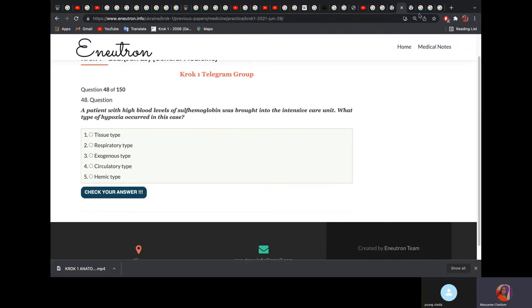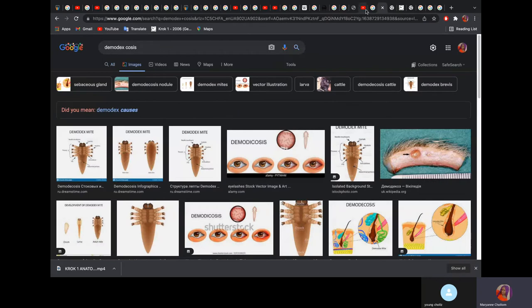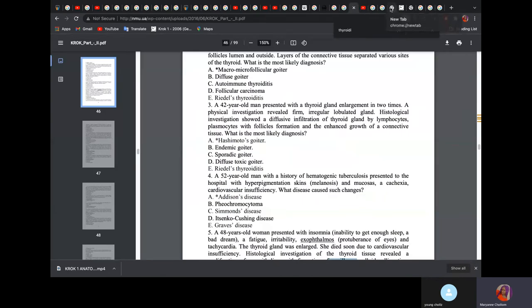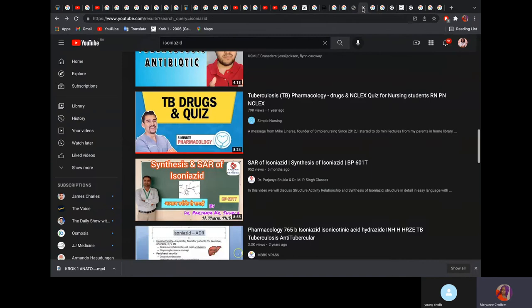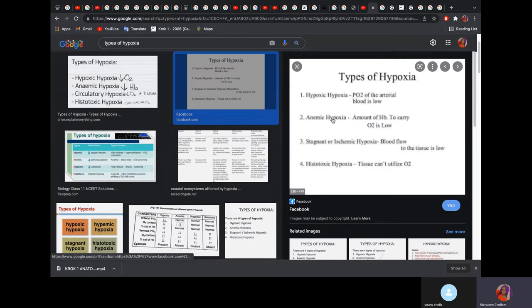A patient with high blood level of soft hemoglobin was brought to the intensive care unit. What type of hypoxia occurred in this case? So we did this in part of physiology. It was a very interesting lecture, but I'll show you again in case somebody doesn't know. We have the types of hypoxia: hypoxic hypoxia, anemic hypoxia. Anemic hypoxia, when you talk about maybe blood loss or defective hemoglobin. In stagnant, ischemic or circulatory hypoxia, it is due to the circulation of blood. So there's a disorder in the blood vessel or a blockage that's not allowing this blood to flow.